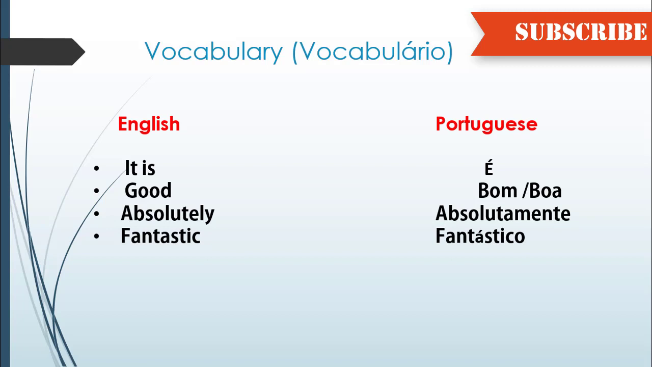Now the fourth word is "fantastic." Fantastic is said as fantástico. Now the next word is "very." Very is said as muito, right? Now the next word is "isn't." Isn't is said as não. It is not now E, it's não. So the words are: it is, é; good, bom or boa; absolutely, absolutamente; fantastic, fantástico; very, muito; isn't, não. I hope you got these vocabularies.